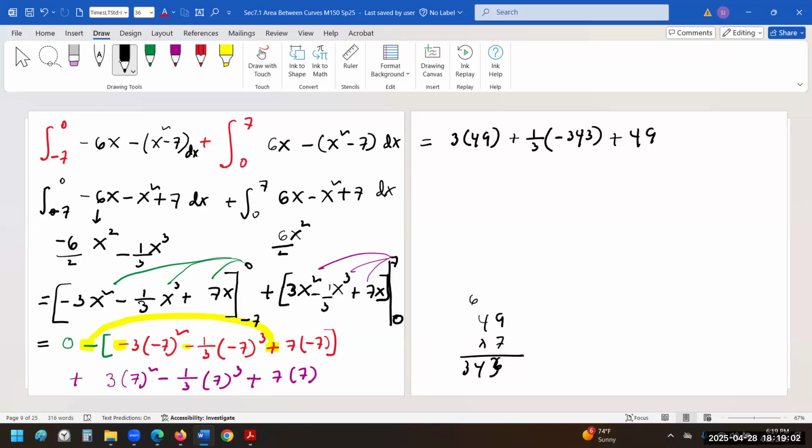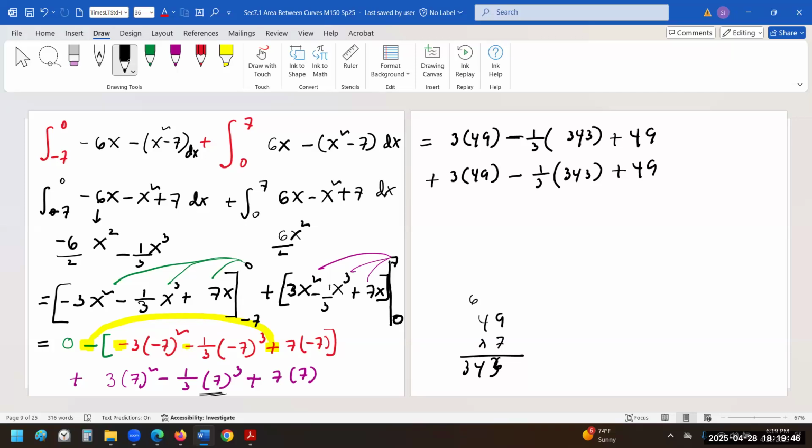Yeah. So plus 3 times 49 from the bottom, minus 1/3 times 343 for this one, and then plus 49 for the last one. Plus and minus, they turn into minus, so let me just put minus here. So basically we have the same thing twice, right? So if we add one thing, just double it, and then you get the result.